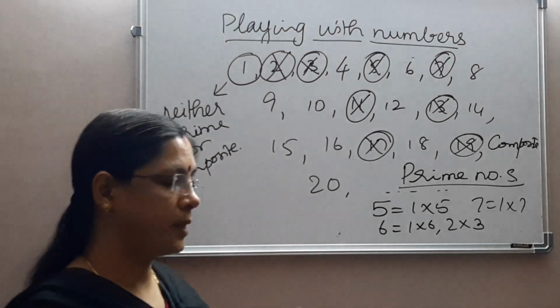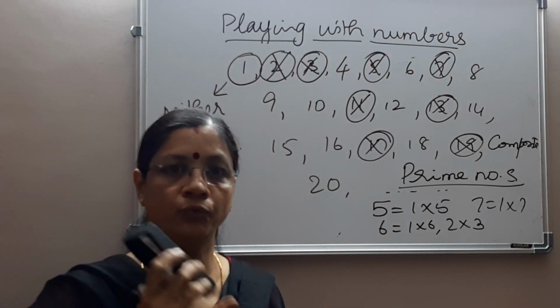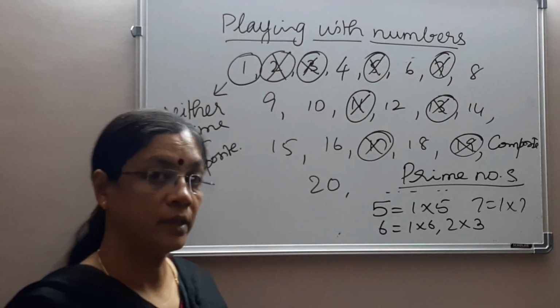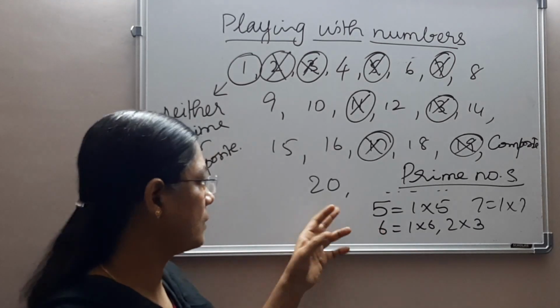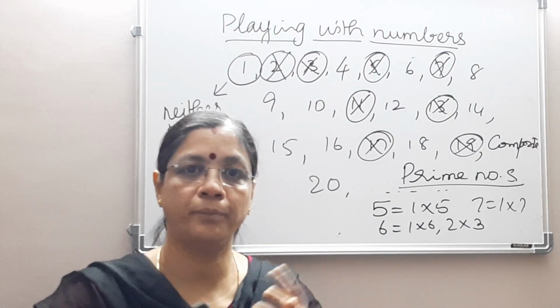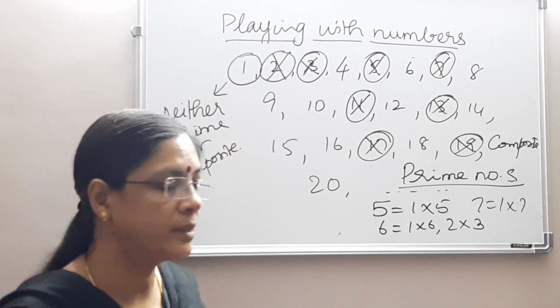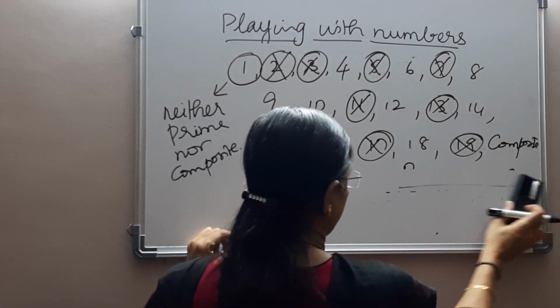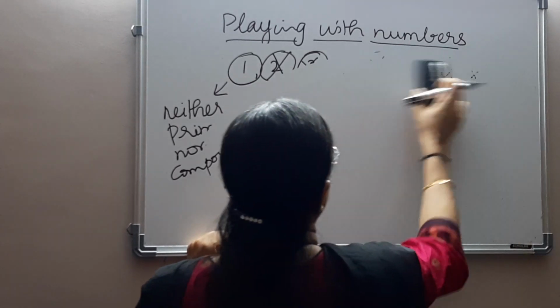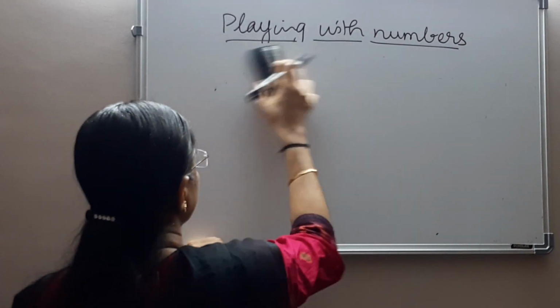For example, 20 has factors 1, 2, 4, 5, 10 and 20. Isn't it? So there are many factors. So it's a composite number. Now we have knowledge of prime numbers and composite numbers, and we can easily sort out what is a prime number and what is a composite number, isn't it?